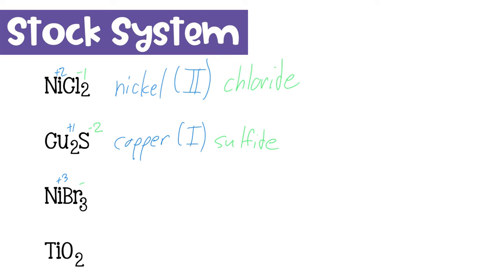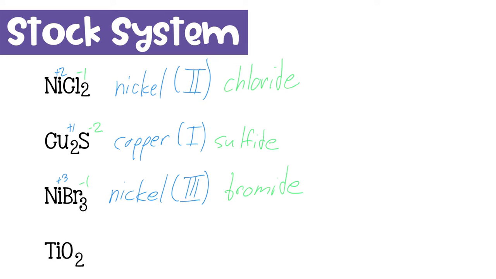Now look at number 3, NiBr3. Ni is nickel and Br is bromine, which changes to bromide. To get the charge in parentheses, we uncrisscross and we get Ni is +3 and Br is -1. Since Br is -1, we can put the charge of the nickel, the 3, as a Roman numeral in parentheses.